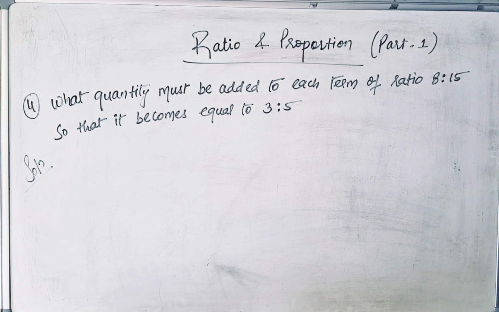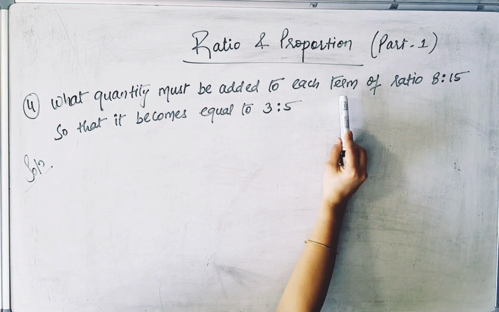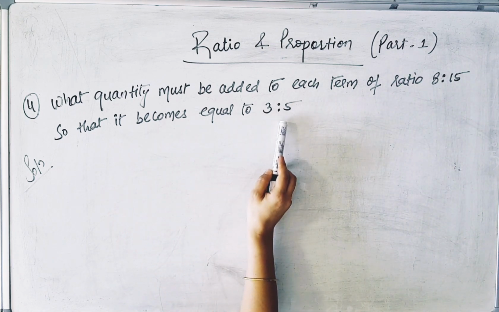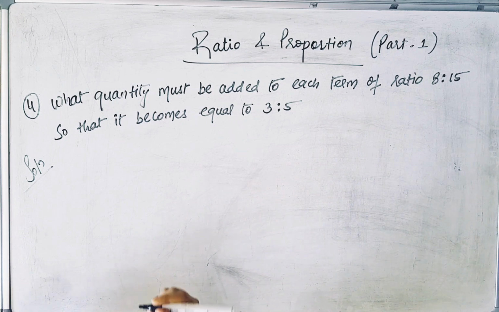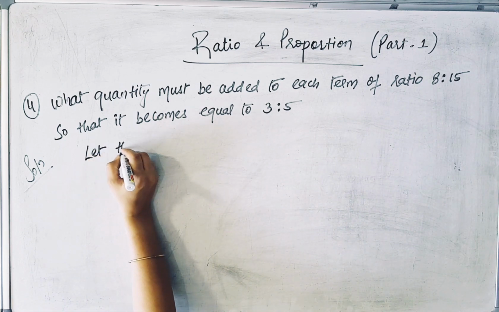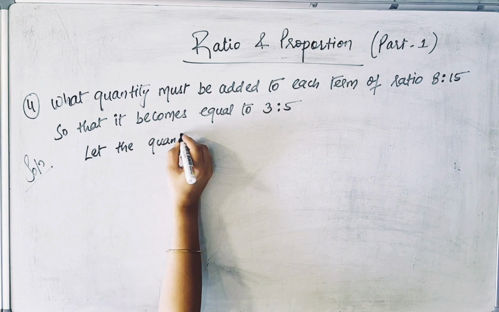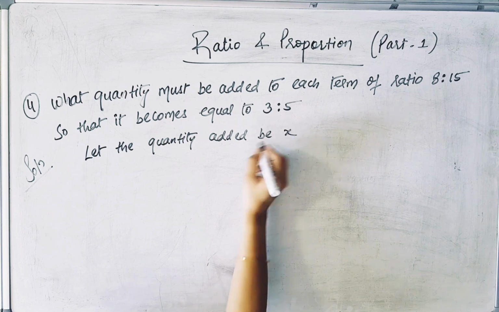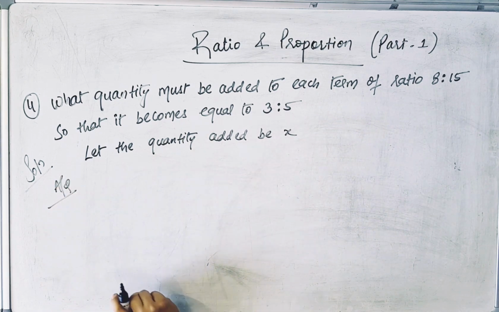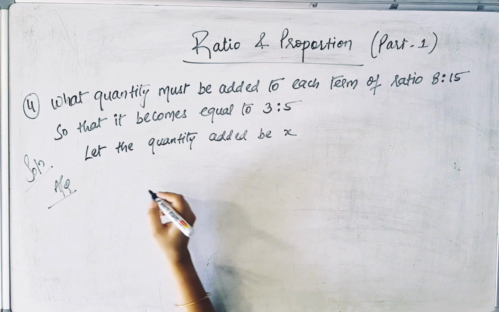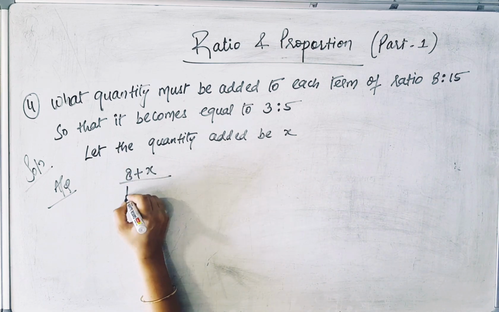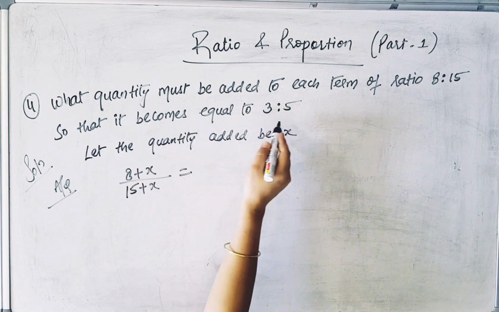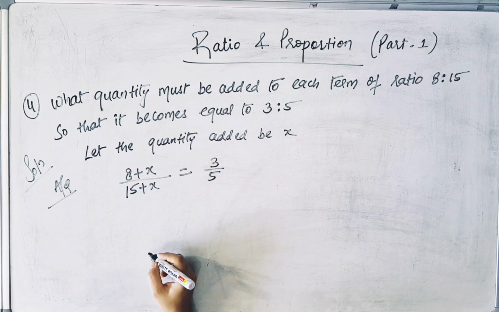Now the question is: what quantity must be added to each term of the ratio 8:15 so that it becomes equal to 3:5? What quantity must be added? Let the quantity added be x. Now according to the question, we have added quantity x to both, that means 8 plus x upon 15 plus x, the ratio becomes equal to 3/5.